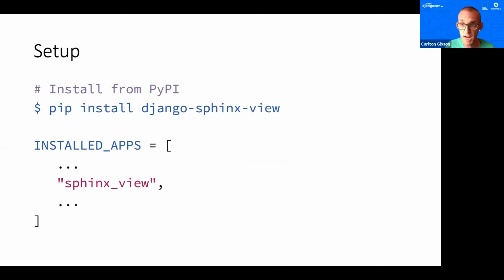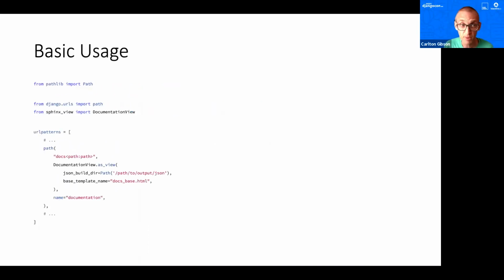The first thing you do with Django Sphinx View is install it from pip. So pip install django-sphinx-view, easy peasy. Then you add it to your installed apps for template discovery. And that's the setup, pretty standard stuff. The basic usage is just to import the DocumentationView class from Sphinx View into your URL conf and then route the view. So this would be in your URL conf.